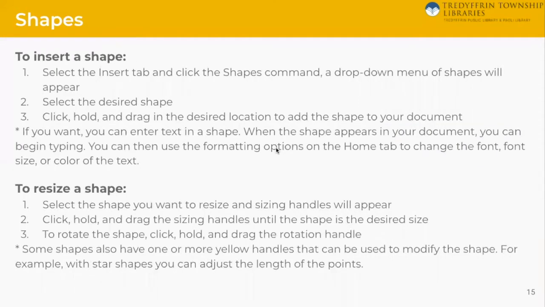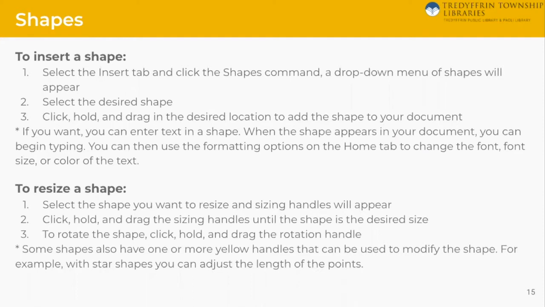I mentioned shapes as another object to work with in Word. To insert a shape, you select the Insert tab and then click the Shapes command. A drop-down menu of shapes will appear. There are endless amounts of shapes that you could play around with. There are circles, squares, and you can even free draw a shape if you want to play around with that.